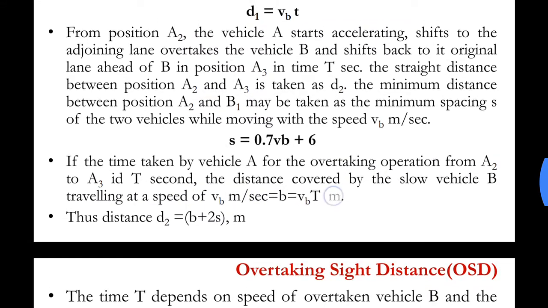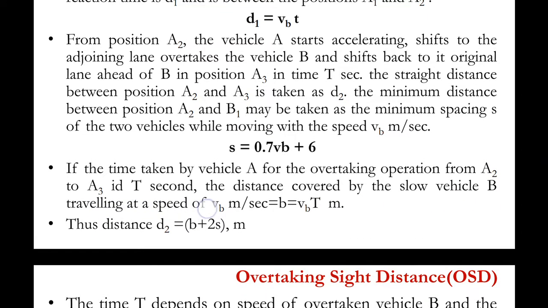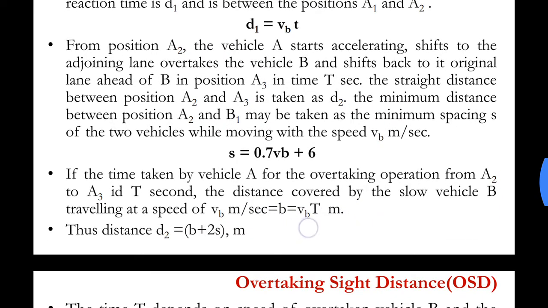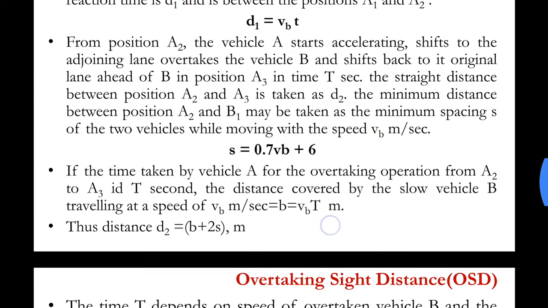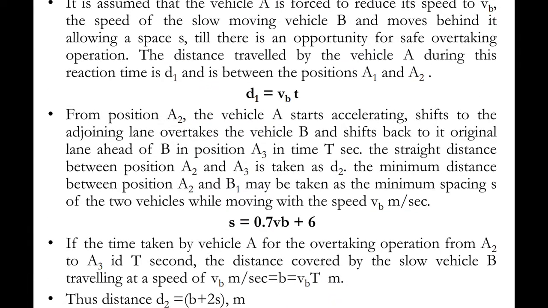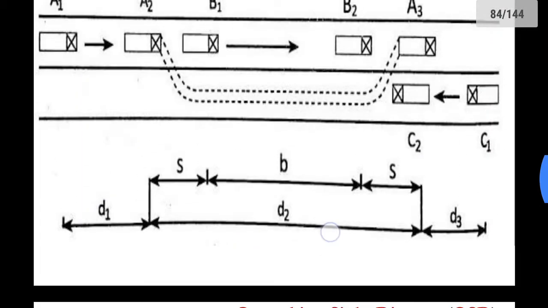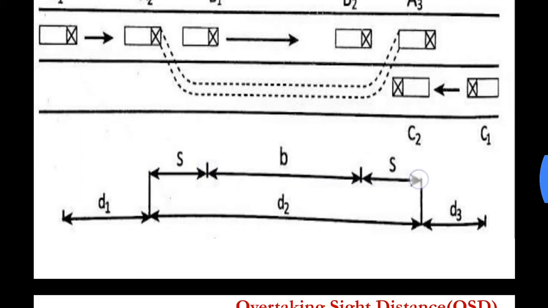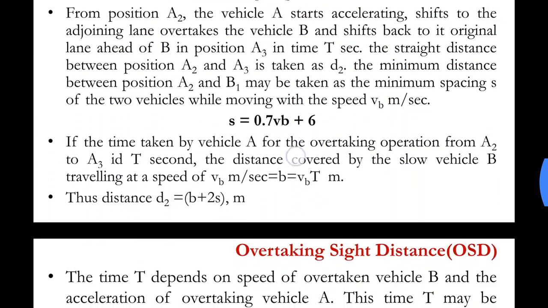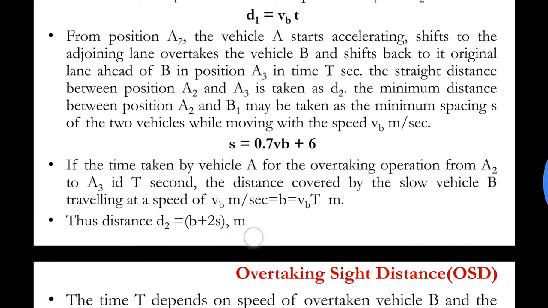the distance covered by the slow vehicle B traveling at a speed of Vb would be, again, velocity into time. So it is Vb into capital T. So we know that b is equal to Vb into T and we know that S is equal to 0.7 Vb plus 6. Now what is d2? d2 would be the sum of b plus s plus s, so b plus 2s. Thus distance d2 equals b plus 2s. This is in meters.